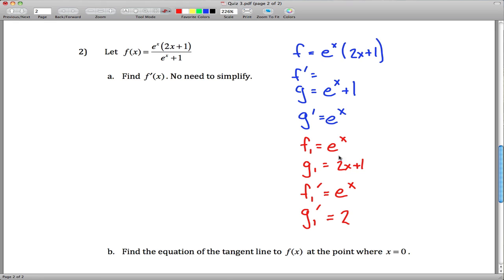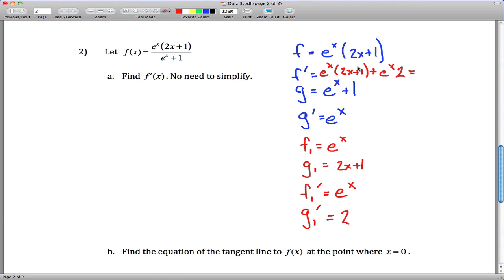Now that we have these 4 pieces, we can use the product rule to figure out what goes in here. We want f prime times g, so we got e to the x times 2x plus 1 plus f g prime, e to the x times 2. You can simplify this a little if you want. Turns out you don't have to. Either way will be fine. I did say no need to simplify.